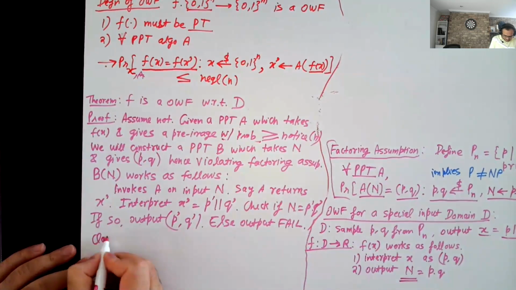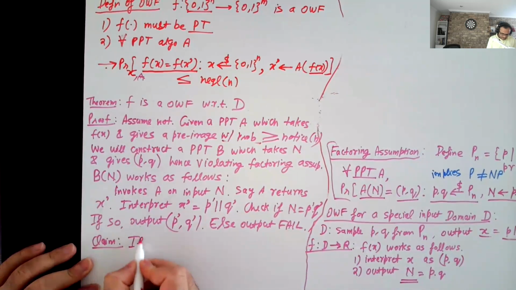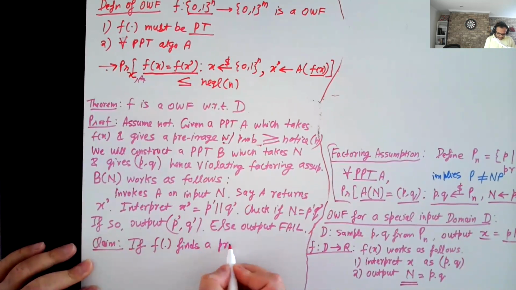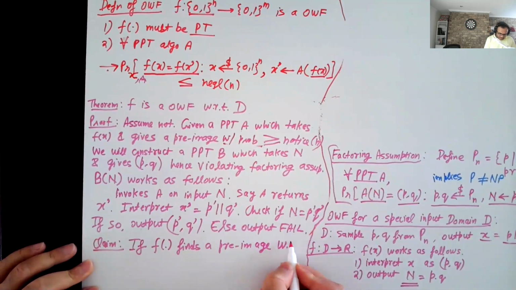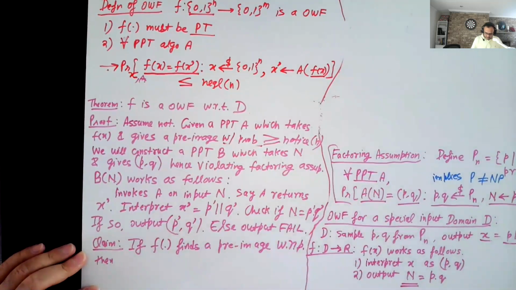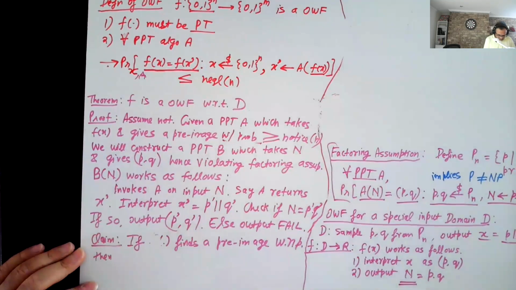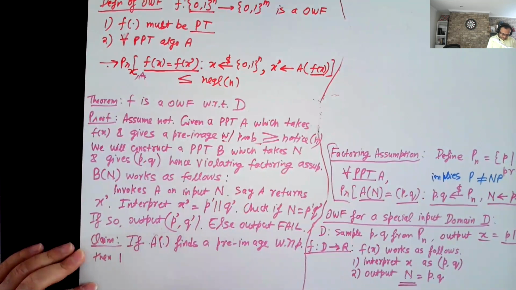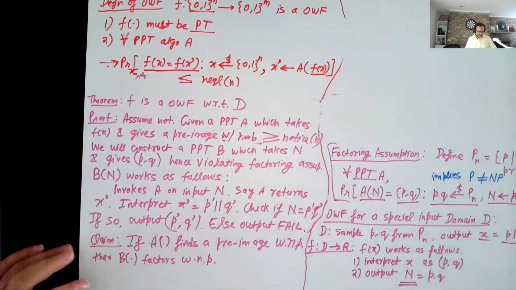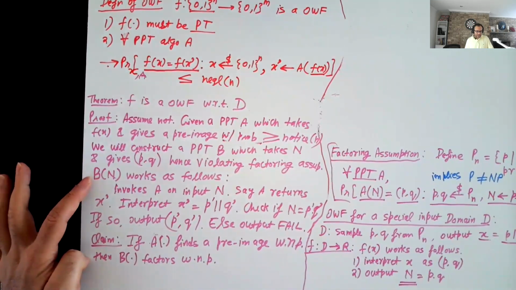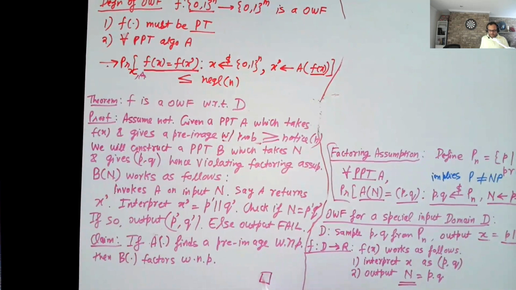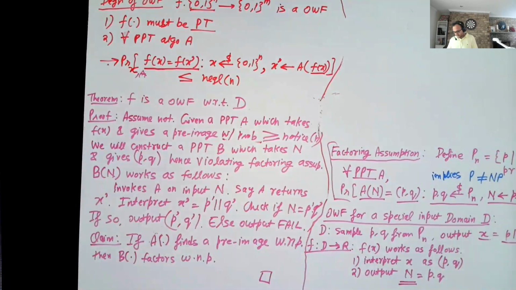And now here's my claim. If A finds a preimage with noticeable probability, then N factors with noticeable probability as well. And here you can clearly see that the success probability of B and A are the same. So this is essentially the end of our proof. Any questions?